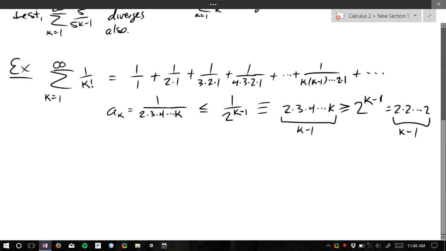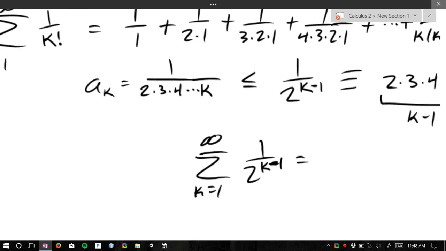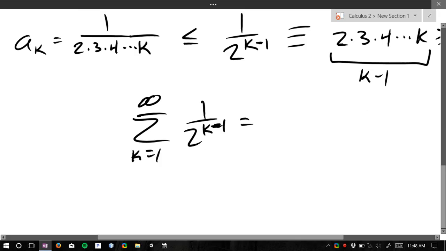So let's go ahead and add up this right here. Summation 1 over 2 to the k minus 1, from k equals 1 to infinity. How can I rewrite this as a perfect geometric series? It is a geometric series, but how do I rewrite it? Yep, so we'll go k equals 0 to infinity. So we brought k back 1, so we have to basically add 1 to compensate.